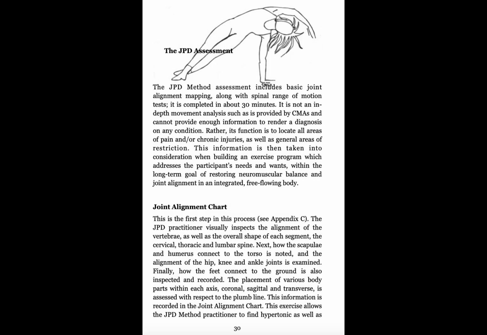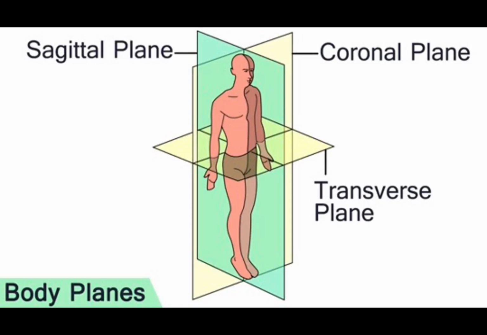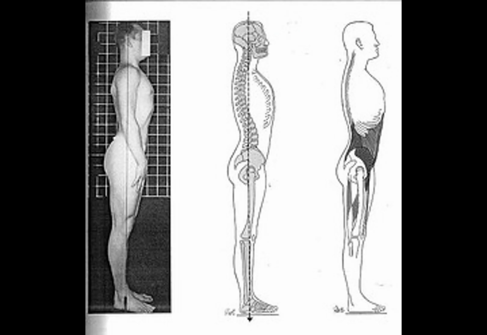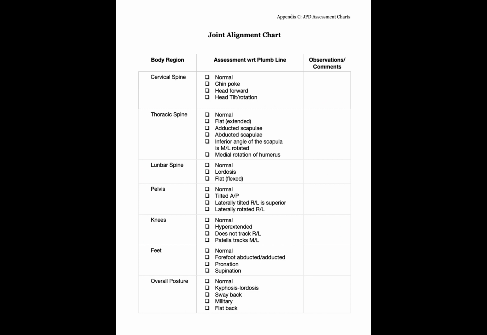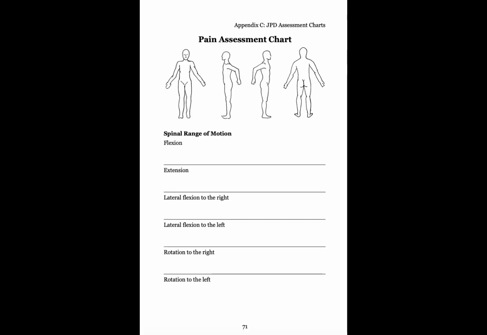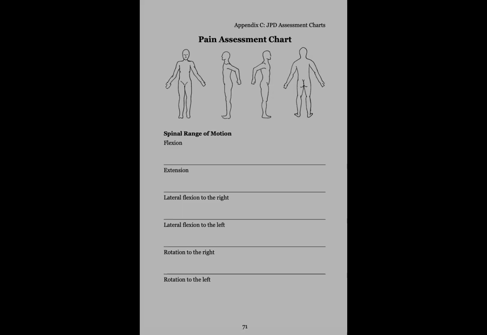So back then, I started with a static assessment in the coronal, sagittal, and transverse planes, looking for deviations from the plumb line going through the midline of the body. I then followed it with a dynamic assessment, looking at the range of motion of the spine and extremities in all 3 planes of motion. And finally, I did a pain or discomfort assessment, asking the client what increases the pain and what alleviates it. This information was recorded on these 2 charts. Static, and then the second page, dynamic. So that's how I did my assessments back in 2003.